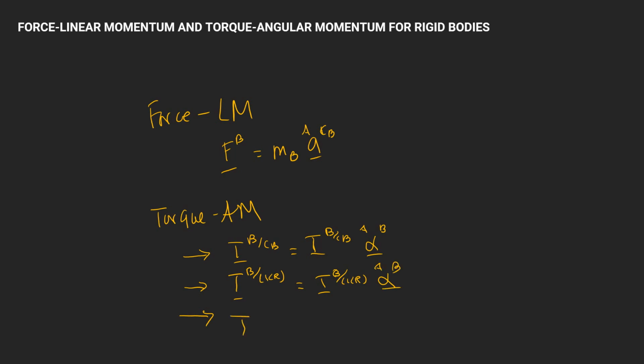And then lastly, our most general form. So we have the torque of our body about some point Q, which is going to equal the moment of inertia of our body about its center of mass times the angular acceleration of the body in frame A, plus our additional term, the position vector from Q to the center of mass crossed with the mass of our body times the acceleration of the center of mass in frame A.